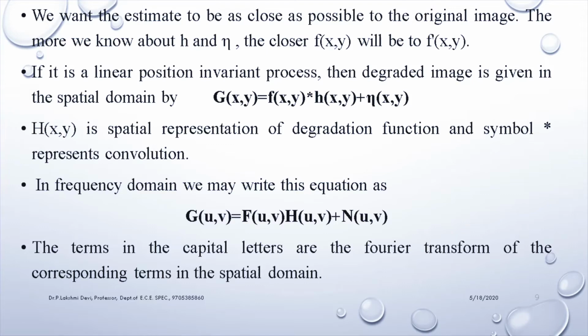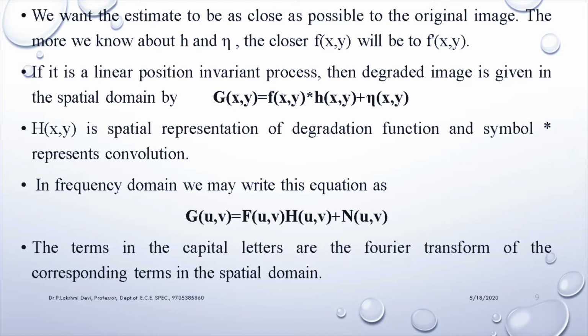Small h of xy is the spatial representation of the degradation function, and the symbol star represents the convolution process between the input image and the degradation factor. So in the frequency domain, we may write the same equation as G of uv equals F of uv times H of uv plus N of uv.